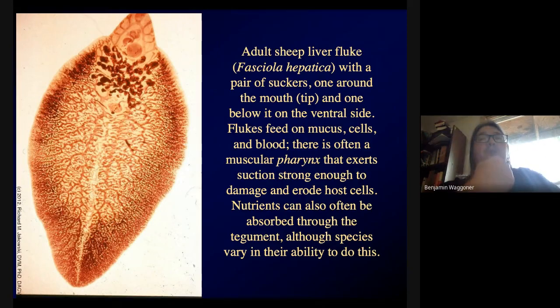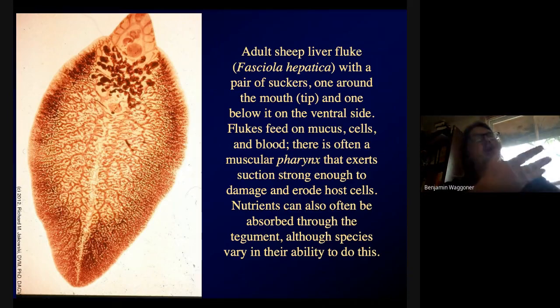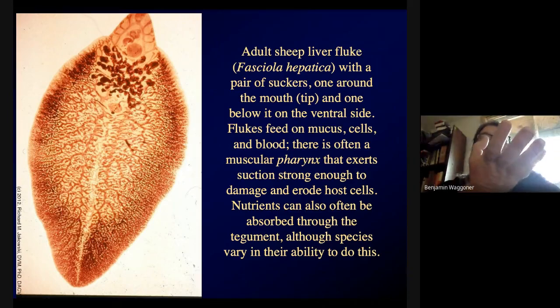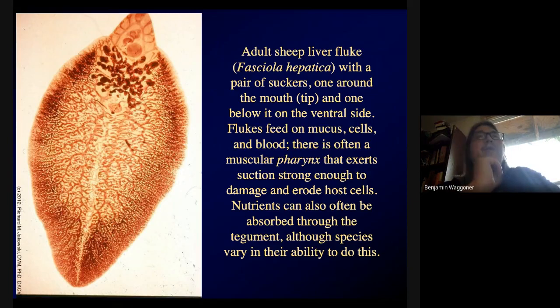An adult fluke will live in the liver or the bile duct of a sheep, sometimes goats, occasionally humans. They can infect us, although they don't very often, and will just slurp up mucus cells and blood. Back of the mouth, there's a sucking pharynx that can suck strongly enough to damage host tissues.